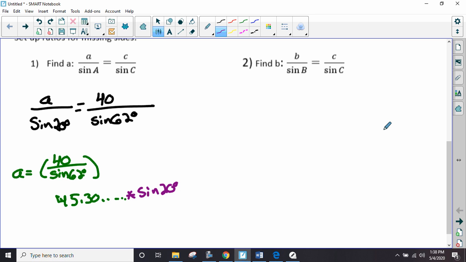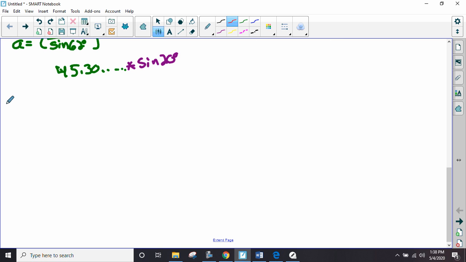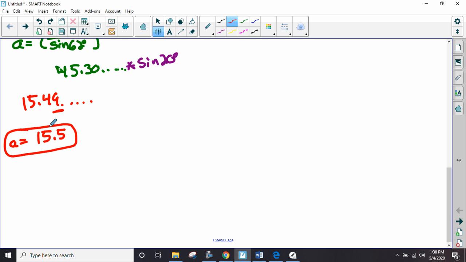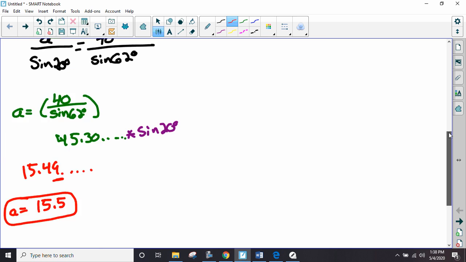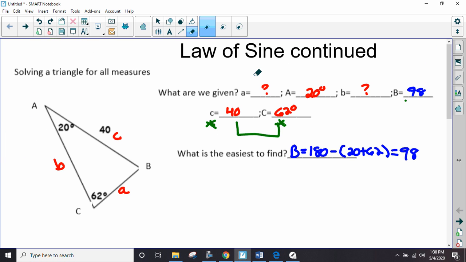All right, on my calculator, I multiplied this times sine 20 degrees, and I got 15.49, and so on. I'm only stopping right there because I'm only worried about this number right here. This will tell me if this rounds up. This does round up to 15.5. So we know that's what little a is. If you were filling out your chart, we would go back up here. Little a, we know this is 15.5. Some people do this, some people don't. It just depends on how you want to do it.